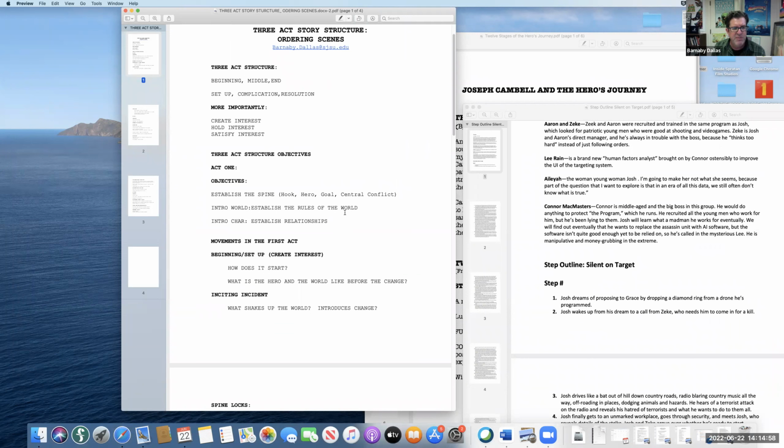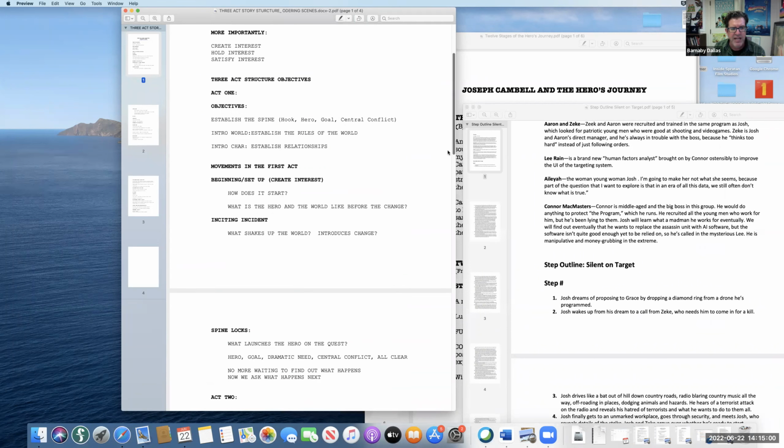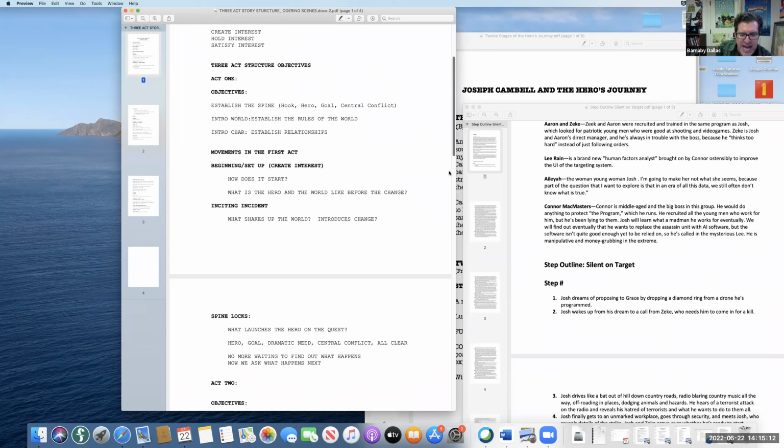And there's the objectives in the first act. You're going to have 3 parts to the first act. How does it start? The inciting incident. This is a review, right? How does it lock in? I'm looking for 5 to 10 scenes. Really, 10 scenes for your first act would be fantastic.